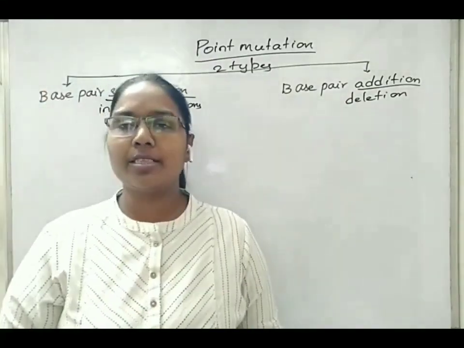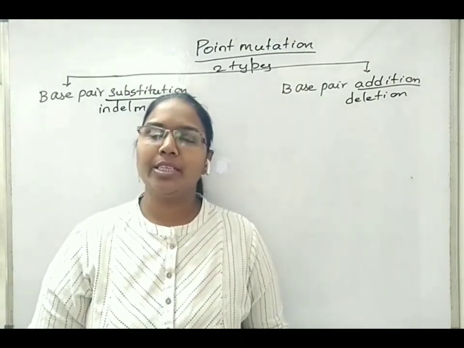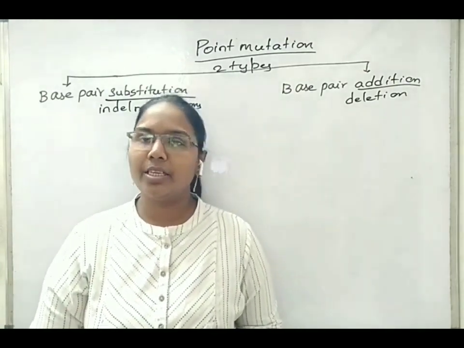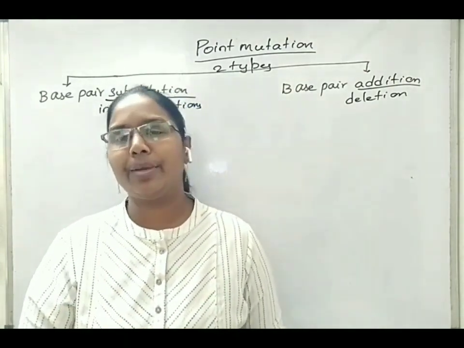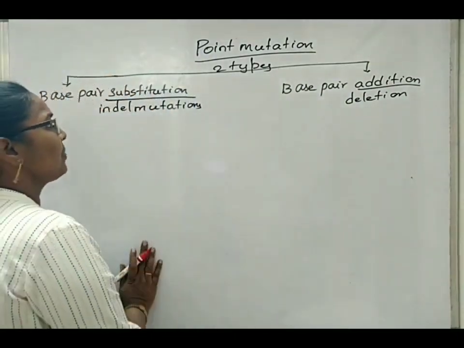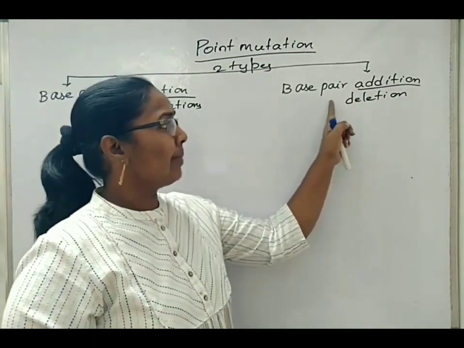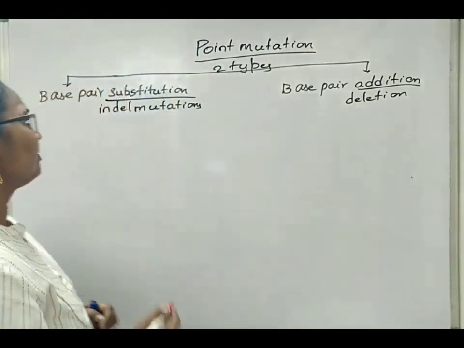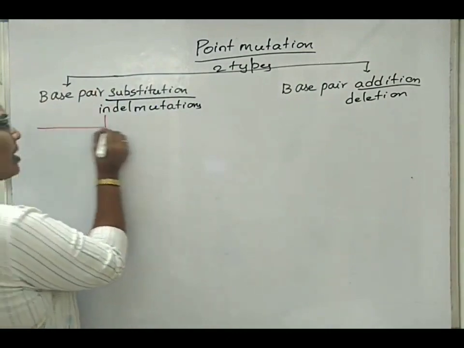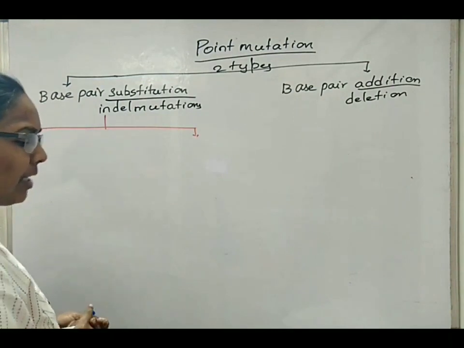Hello students, now we will discuss a new topic, that is point mutations. What are point mutations? Point mutations are those caused by a change in any one point of the nitrogen base in a gene sequence or in DNA. Point mutations are of two types: base pair substitution type of mutations, and base pair addition or deletion type of mutations. Here, base pair substitution type of mutations are also called indel mutations. This is another term given further.